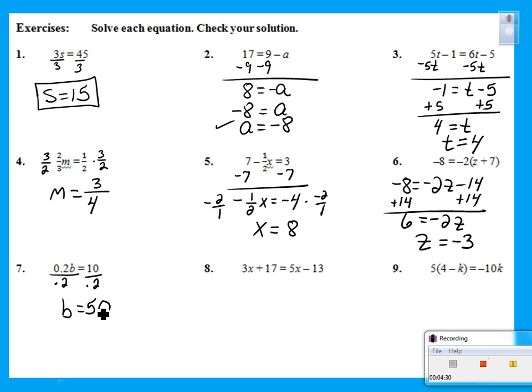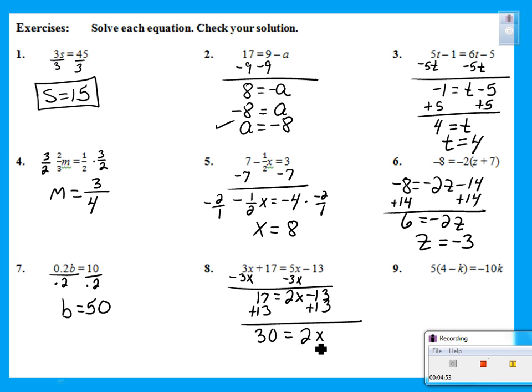My number 8, I need to get my variables on one side, my non-variables on the other side. So I'm going to subtract 3x from both sides. So now I'm at 17 equal 2x minus 13. I'm going to add 13 to both sides. So I'm now at 30 equal 2x. Then I'm going to divide both sides by 2 and get my answer of 15.